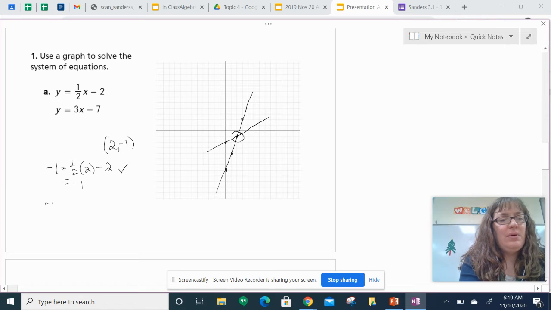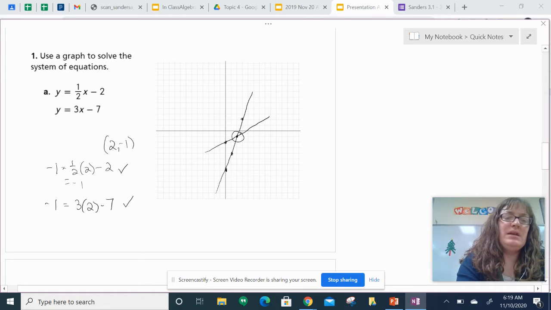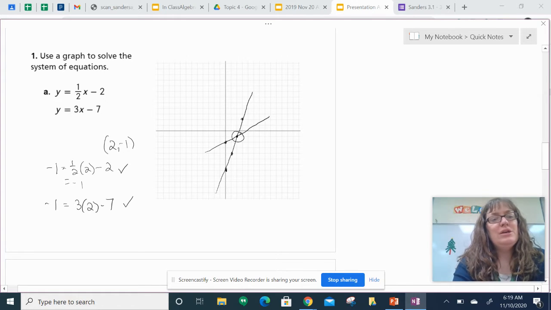And then in the second one, is it true that negative 1 is equal to 3 times 2 minus 7? So 3 times 2 is 6. 6 minus 7 is negative 1. Looks like it checks out in the second one. So my solution here is the point 2, negative 1.